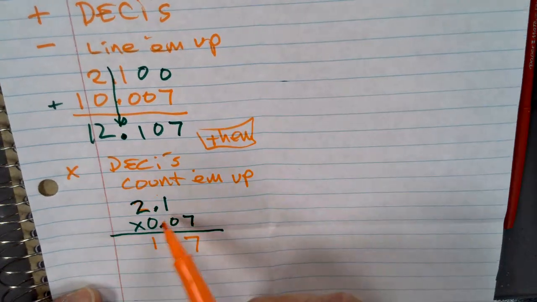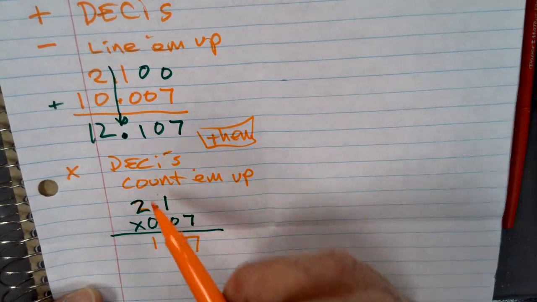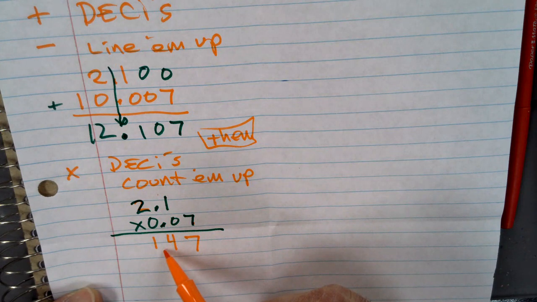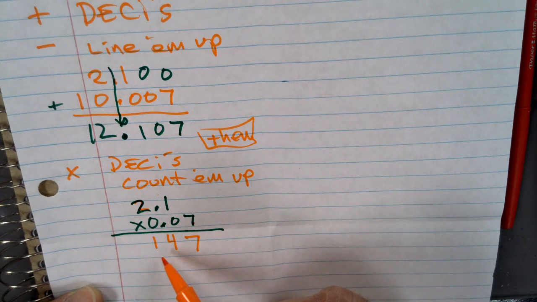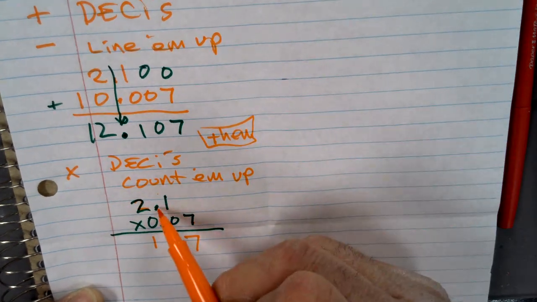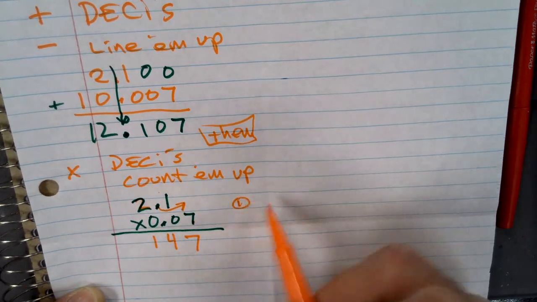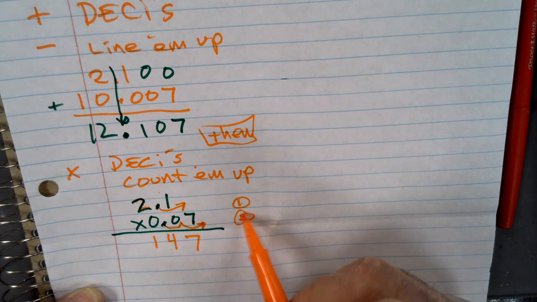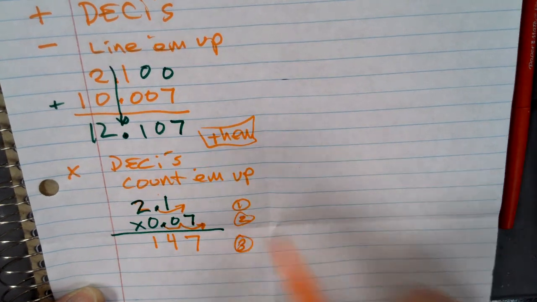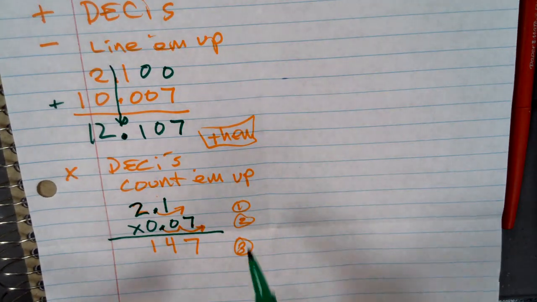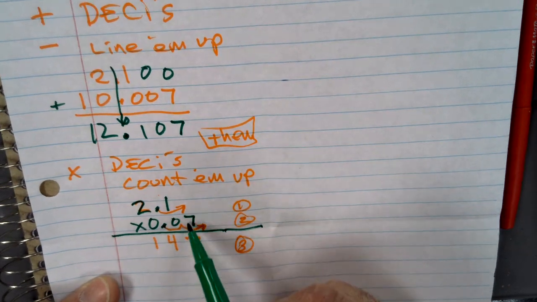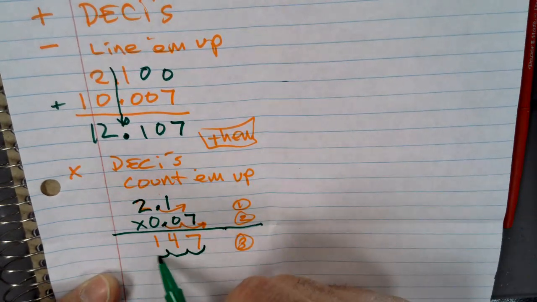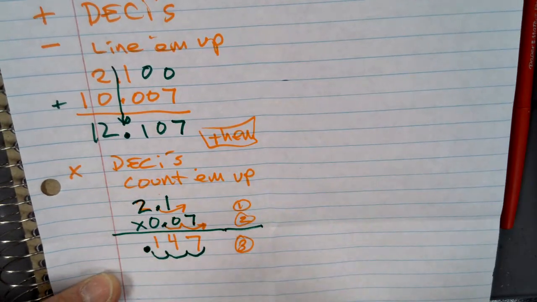All right, so 2.1 times 0.07. If they just drop the decimal down, they're going to get it wrong. We have to count up how many decimal places. There's one, two, three. Okay, so that's two. So 1 plus 2, there's three total decimal places. However many decimal places you have in your problem, you must have in your answer. That's what the decimal will be.